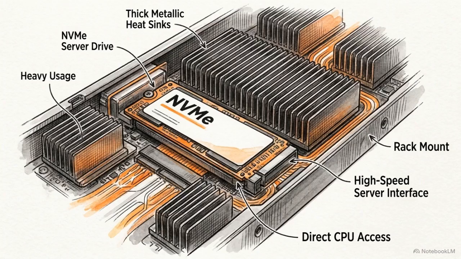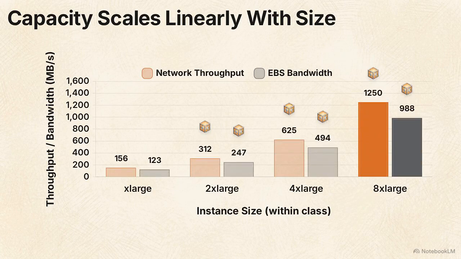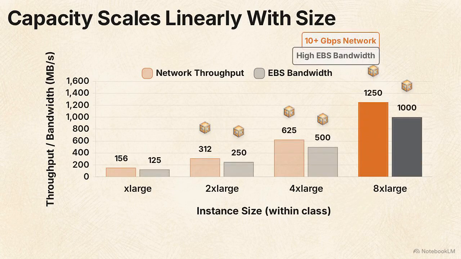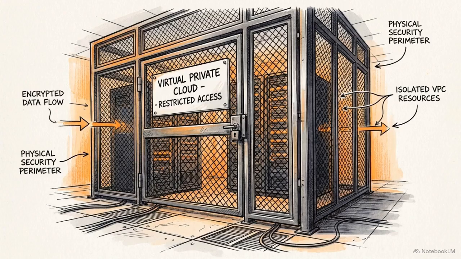Storage-optimized instances are engineered specifically to deliver millions of low-latency IOPS for distributed NoSQL databases. These instance classes also dictate your baseline network throughput and EBS bandwidth limits. Sizing is an exercise in mathematical alignment, matching an application's specific bottleneck to a precise hardware ratio. Once compute is sized, it must be secured within a virtual private cloud boundary.